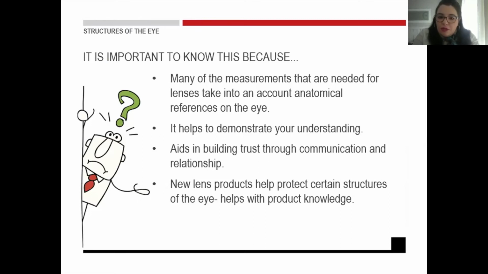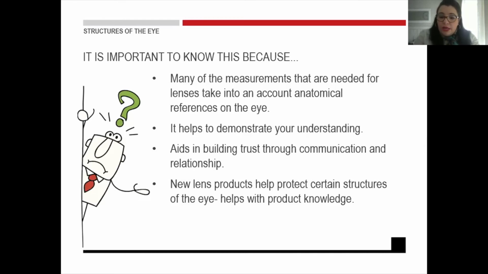It also helps to demonstrate your understanding, that you know exactly how the eye works. And if you understand something, then people can trust you with information, and your patients that come in will see you as someone that is knowledgeable and knows what to answer them, and they will trust you.